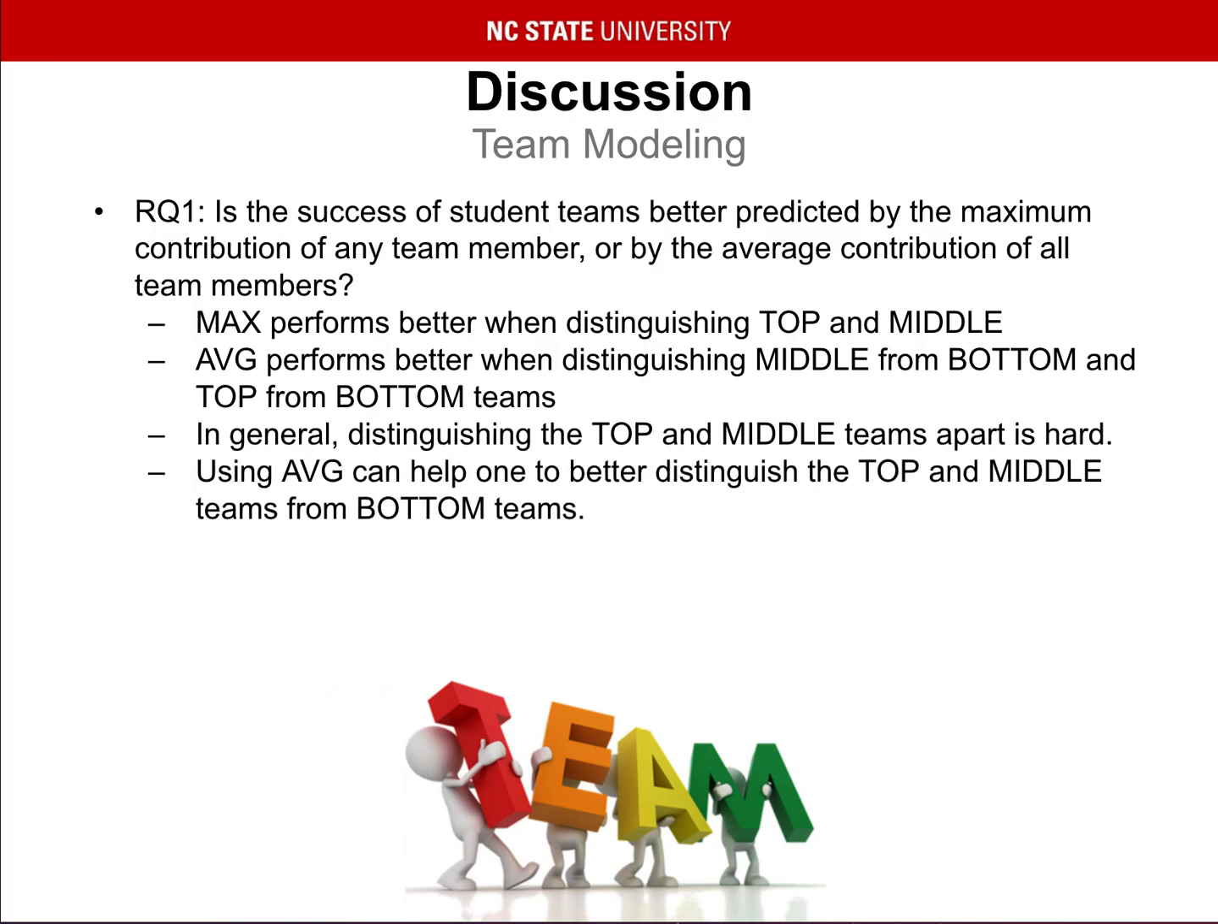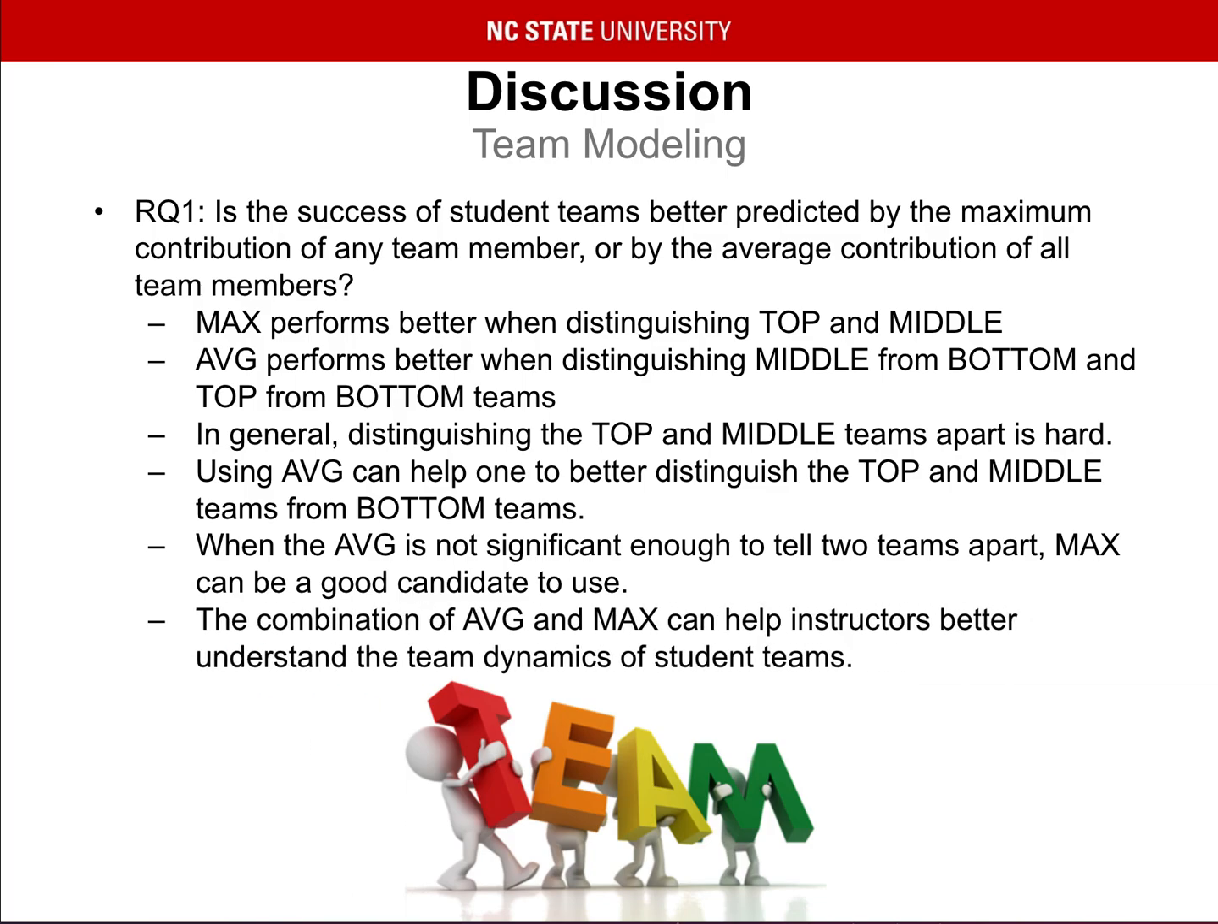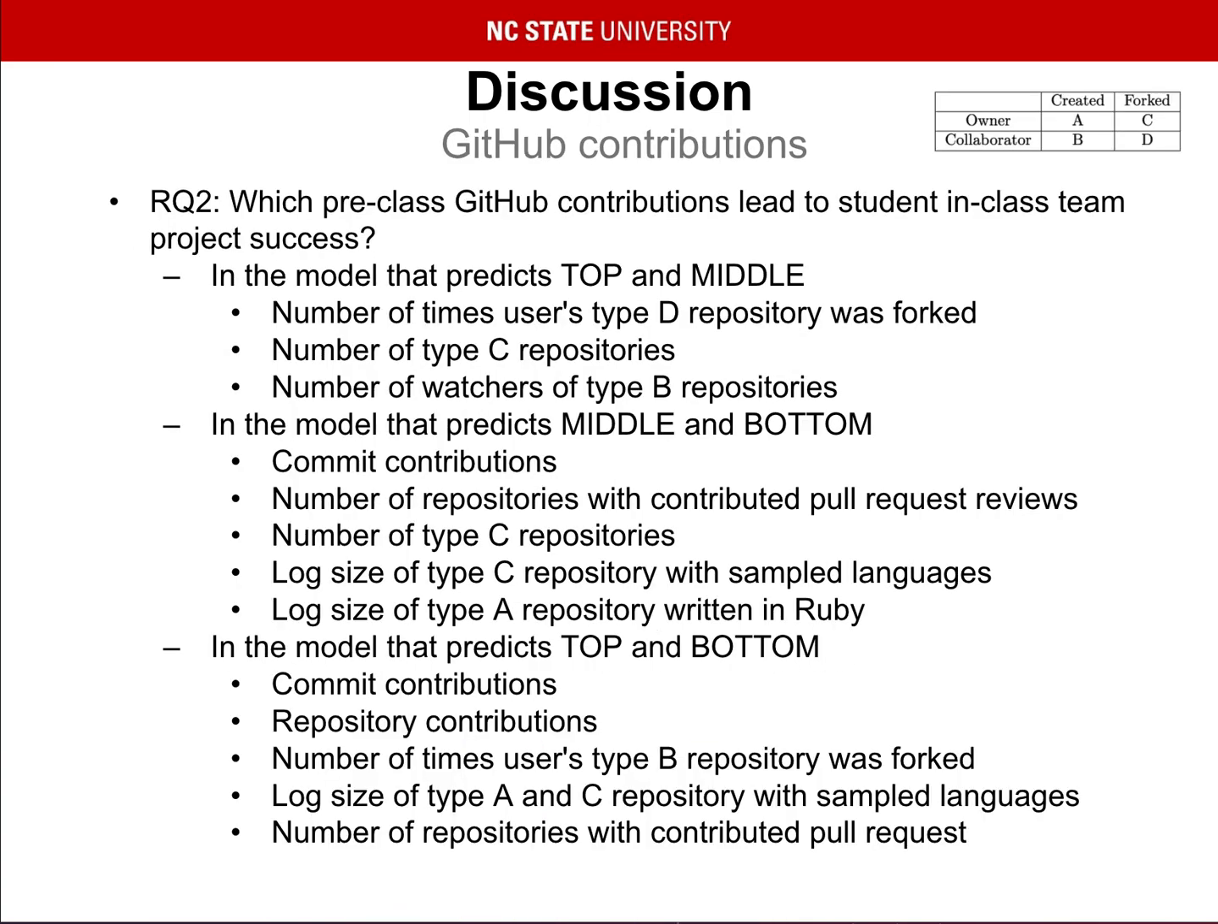We suggest that if instructors want to model student teams, then using average can help one to better distinguish the good and the medium teams from bad teams. When average is not significant enough to tell two teams apart, maximum can be a good candidate to use. We believe a combination of these two can help instructors better understand the team dynamics of student teams.